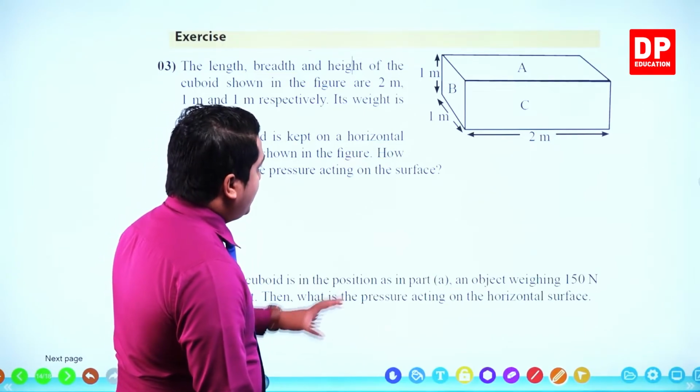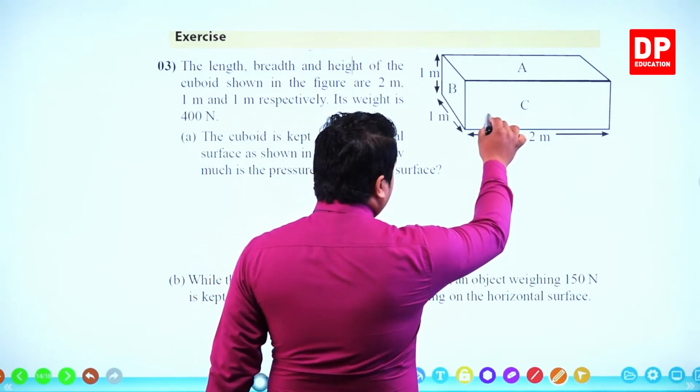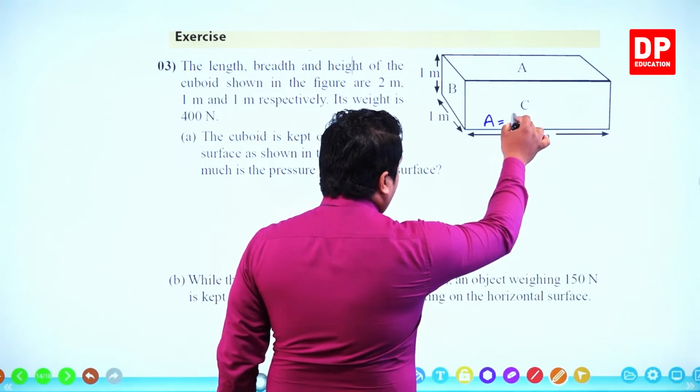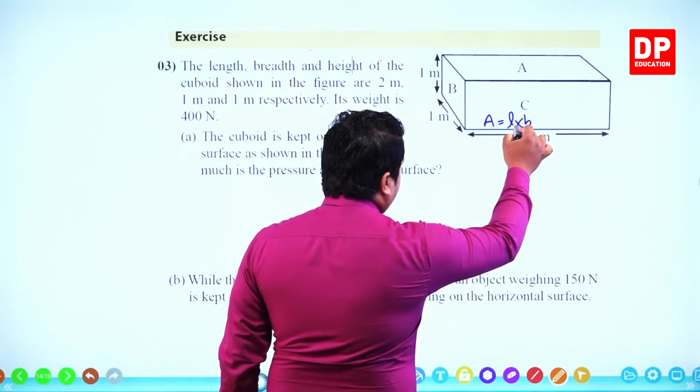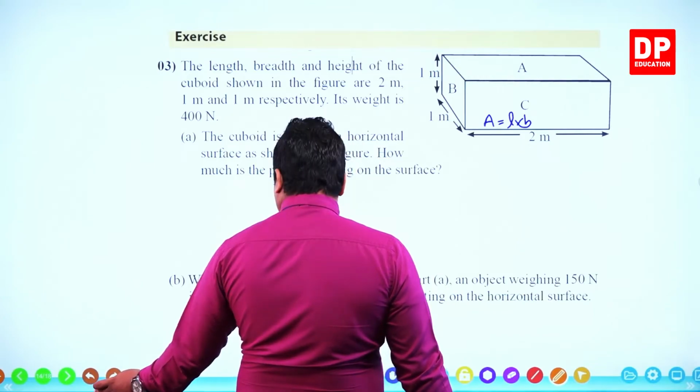Now in order to find out the pressure acting on this surface, first of all you need to calculate the area. So area of this contact surface is equal to length times the breadth, L times B. Very simple, common equation, right?